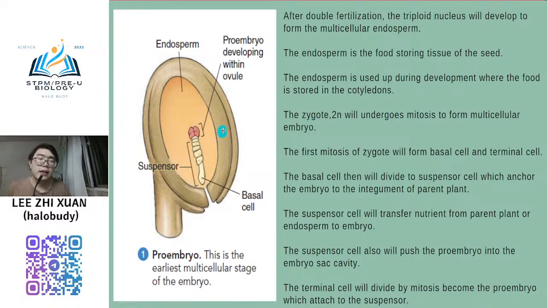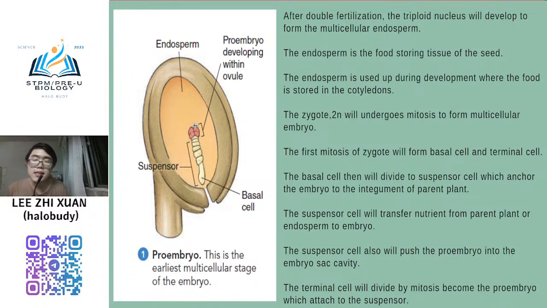Another one, the zygote, I already said, will undergo mitosis, further developing into the embryo, and then into the basal cell and also the terminal cell. The basal cell will divide into suspensor cells, as we can see here. They will divide into many suspensor cells, which provide the anchor or support to your embryo. The embryo is actually developed from the terminal cell. The basal cell only acts as support to the terminal cell.